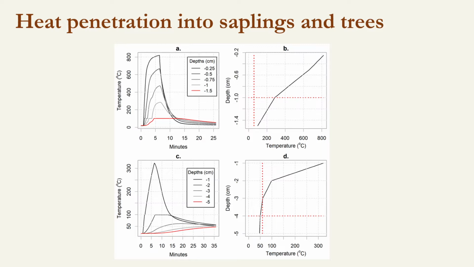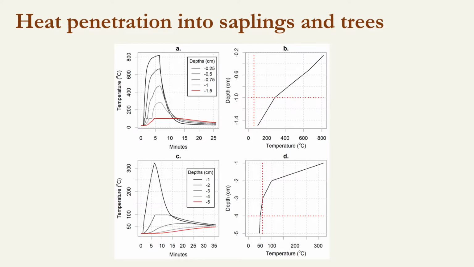That's made a little more explicit in graph B at the top right, where the vertical red dotted line marks the lethal temperature of 60 degrees, and the horizontal red line marks the point where we're entering the cambium area. So the black line is the maximum temperature reached at that depth, and we can see that it is to the right of the vertical line the whole way down. So including in the cambium area, it is over the lethal temperature.